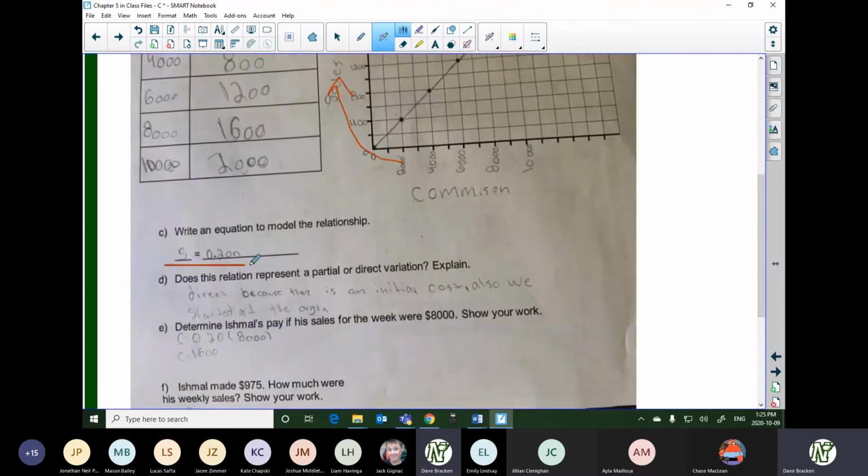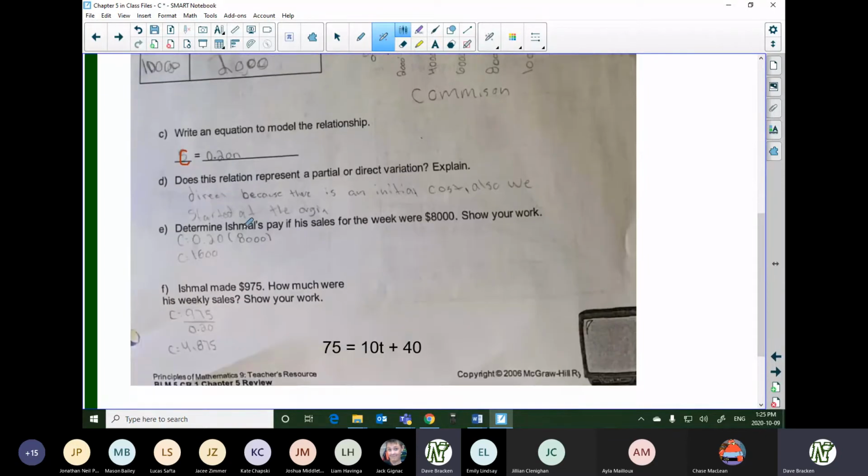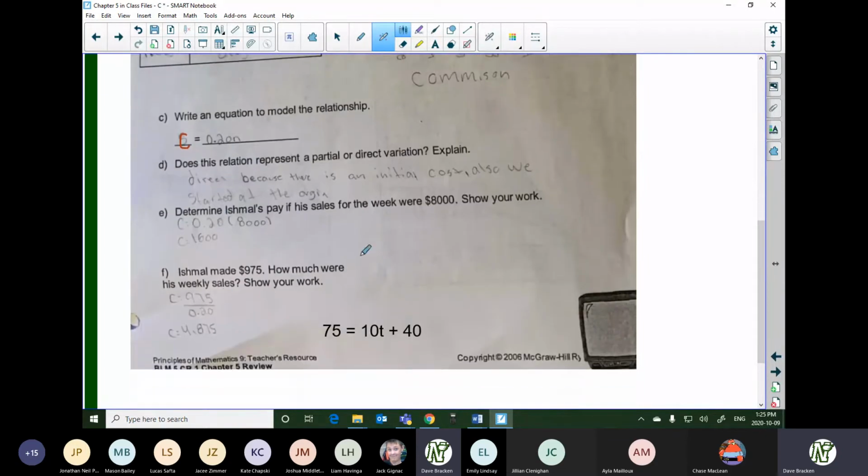Equation, I really like this. That's why I like this one. Decimal 0.2 times n. Say, commission, I would use C for commission equals 0.2 times n, the number of sales. This is direct. You can plug in 8,000 and solve, okay? And you can always do your equation the same way as before.